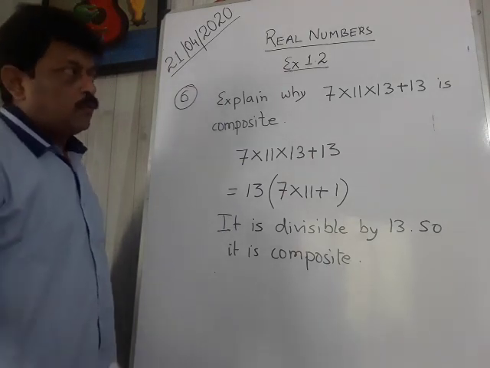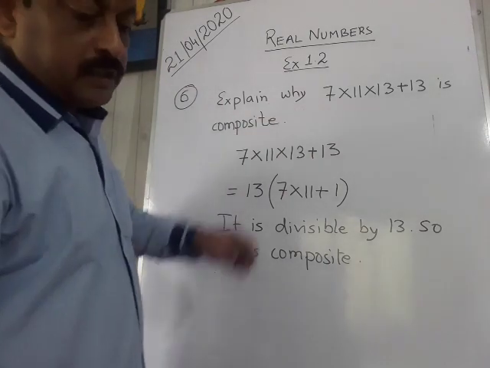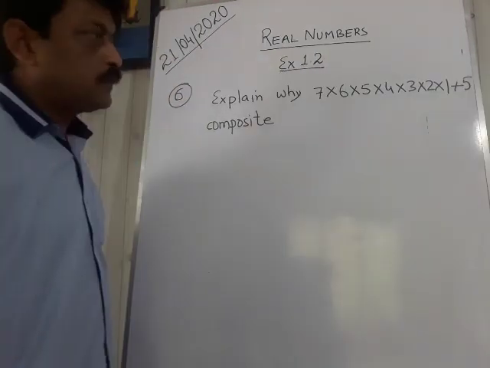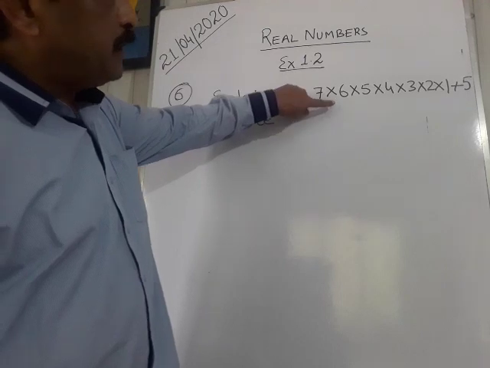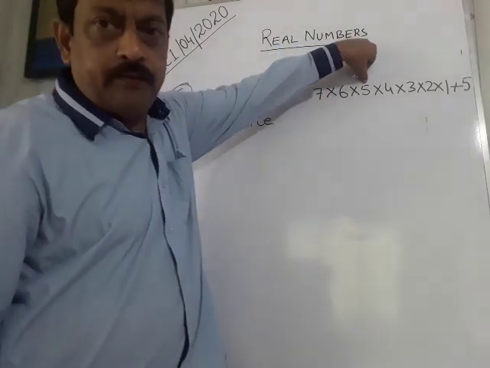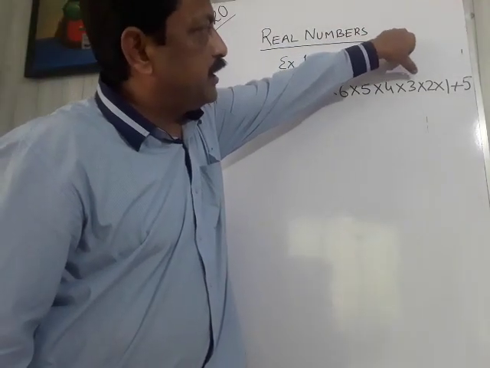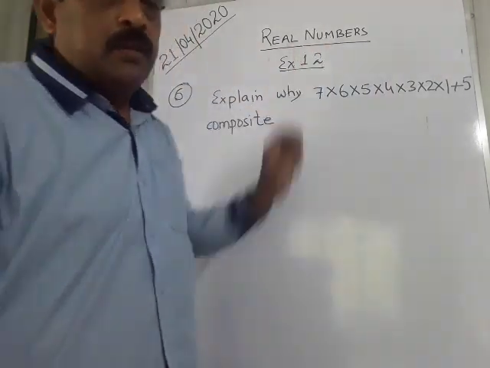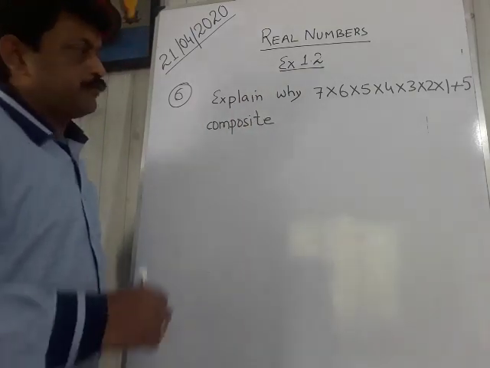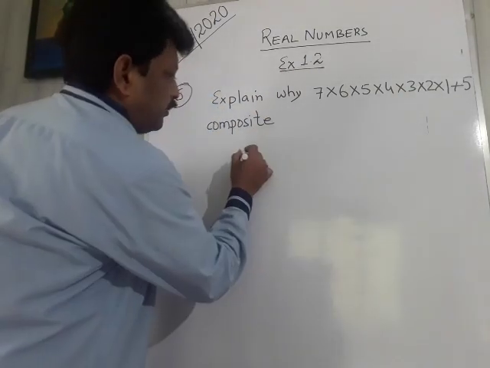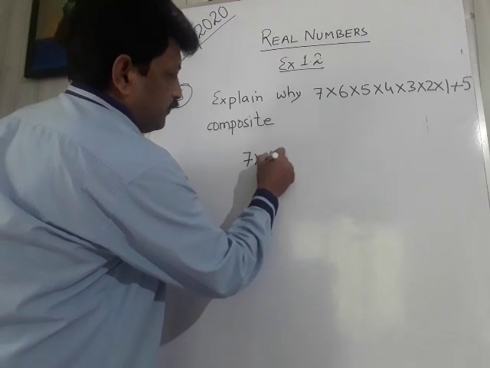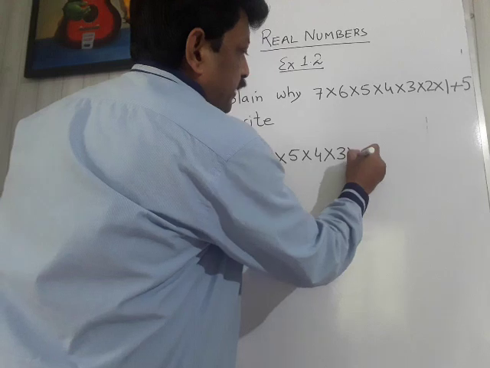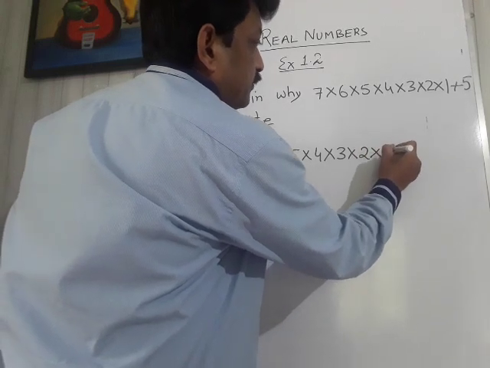Got it? One more part of this question is there. 7 multiplied by 6 multiplied by 5 multiplied by 4 multiplied by 3 multiplied by 2 multiplied by 1 plus 5. This number is also composite, we have to show that. Now here again we have to use the same technique. First of all, write the given number and then try to find whether any common factor is there or not.